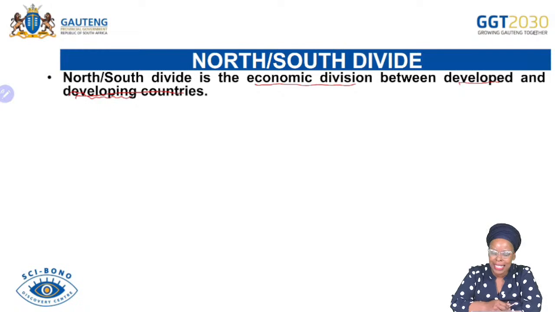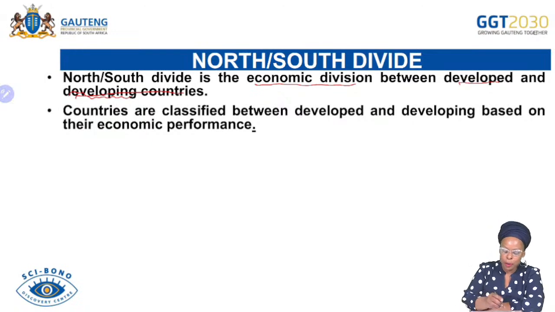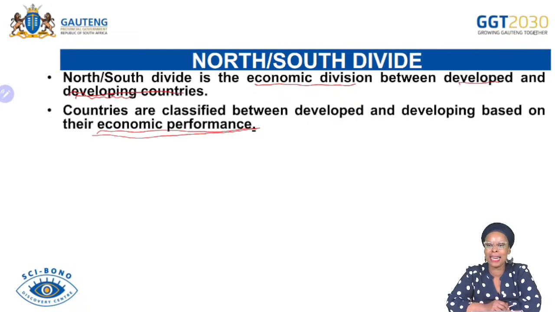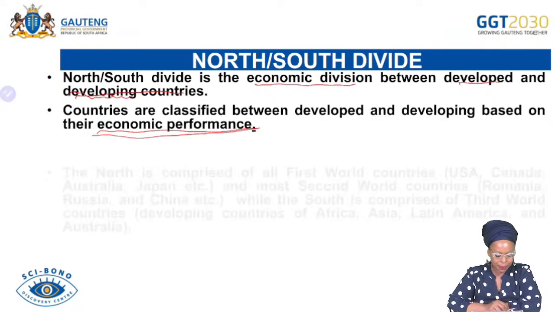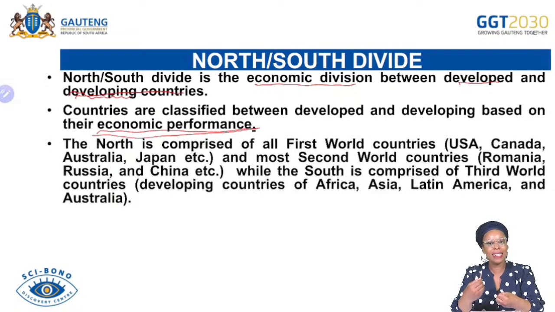When it comes to certain issues of the economy, these countries differ. These countries are classified as developed or developing based on their economic performance. For 8 marks in section B, you can be asked to compare the North countries with the South countries. The North countries comprise the first world countries and the second world countries, whereas the South countries comprise the third world countries.